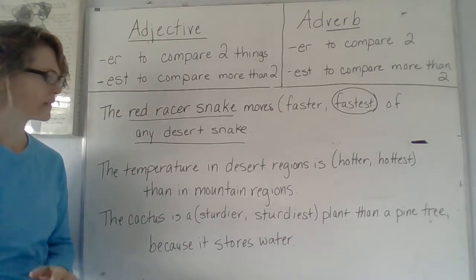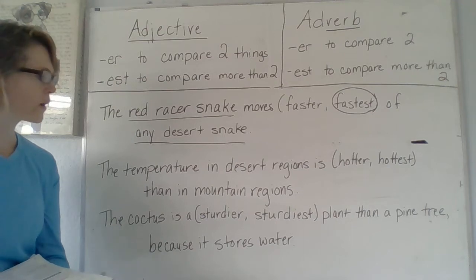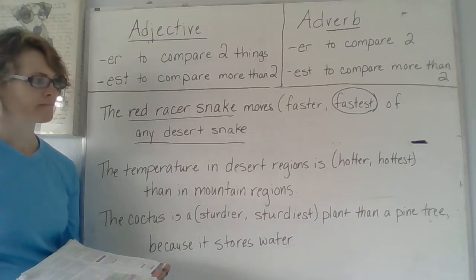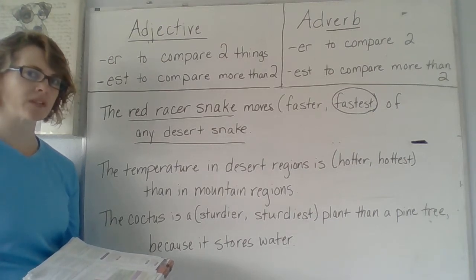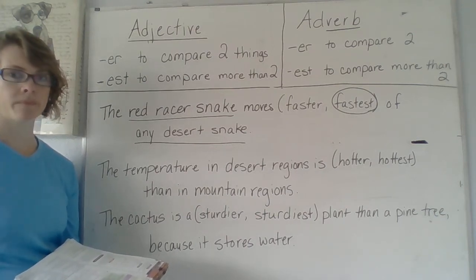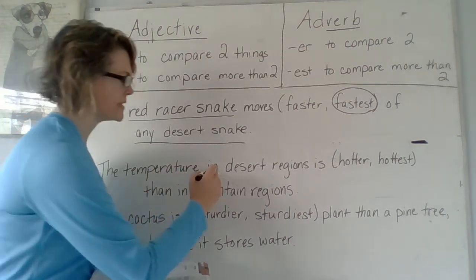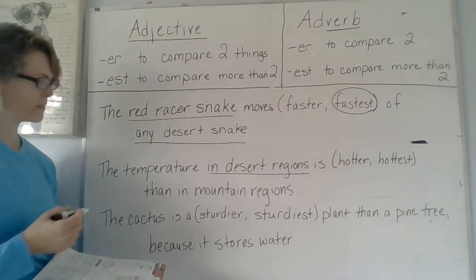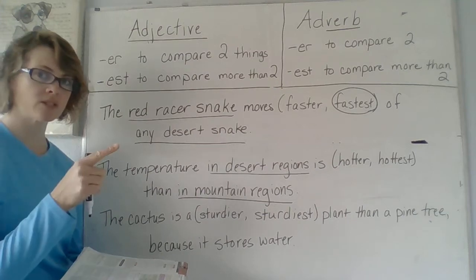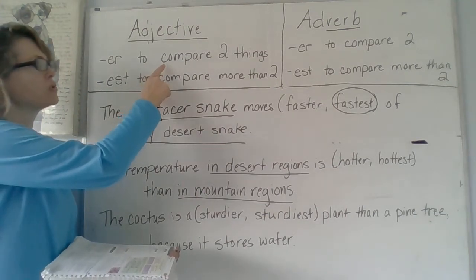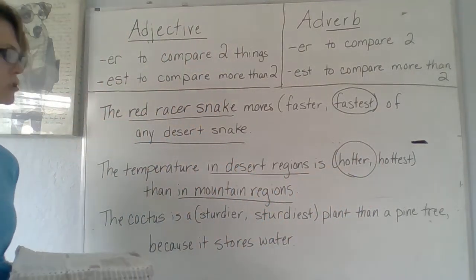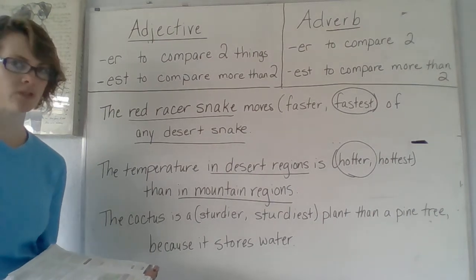Let's try this one. The temperature in desert regions is hotter or hottest than in mountain regions. How many things are being compared here? Write down on your whiteboard if you still have it. How many things do you think are being compared? Is it two things or more than two? Well, we have the temperature in desert regions and we have the temperature in mountain regions. That's two things, just two different regions, desert regions and mountain regions. So I'm going to be comparing two things using ER. Therefore, it's hotter. The temperature in desert regions is hotter than in mountain regions.